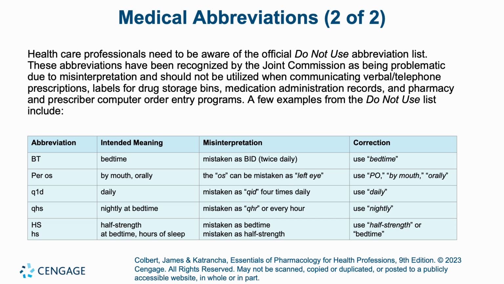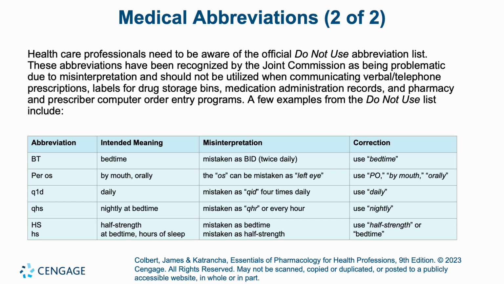As healthcare professionals, we need to be aware that there is also a do not use abbreviation list. These abbreviations have been recognized by the Joint Commission as being problematic due to misinterpretation and should not be utilized when communicating verbal or telephone prescriptions, labels for drug storage bins, medication administration records, and pharmacy and prescriber computer order entry programs. A few examples from the do not use list: BT for bedtime. It can be mistaken as BID, which means twice daily, so we will use the word bedtime instead.